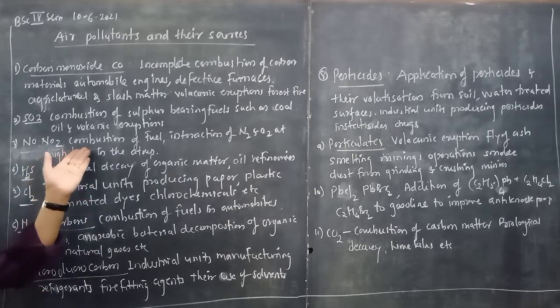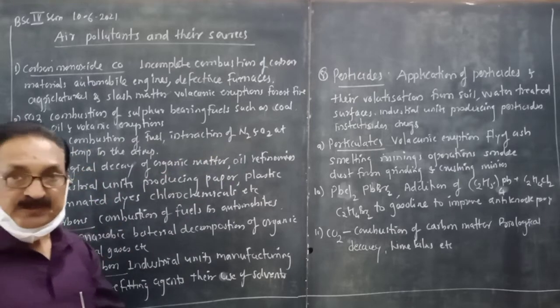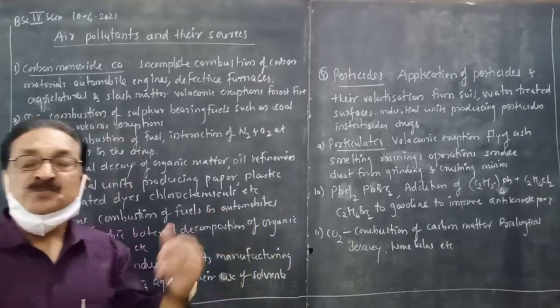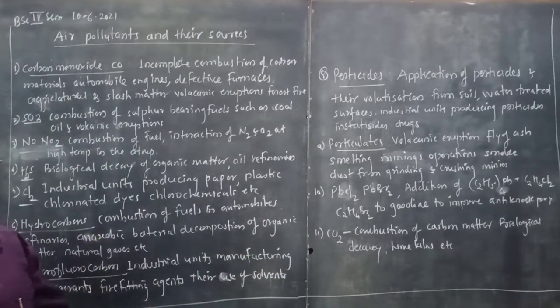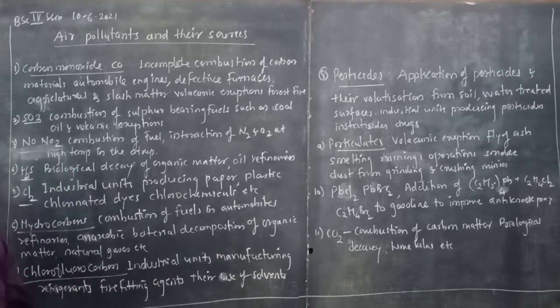Then the third one is oxides of nitrogen, the nitric oxide as well as nitrogen dioxide. These are also obtained from the combustion of fuel, and the interaction of nitrogen and oxygen at very high temperature in the atmosphere. Due to that, atmospheric nitrogen and atmospheric oxygen combine at very high temperature, and that leads to the formation of oxides of nitrogen like nitric oxide and nitrogen dioxide. These are also unwanted gases that enter the atmosphere, especially at the time of lightning.